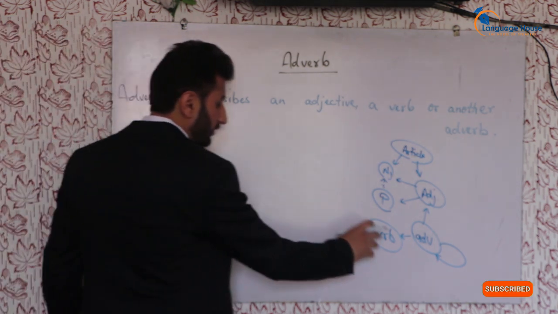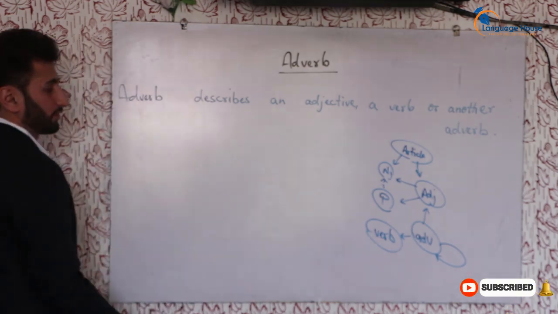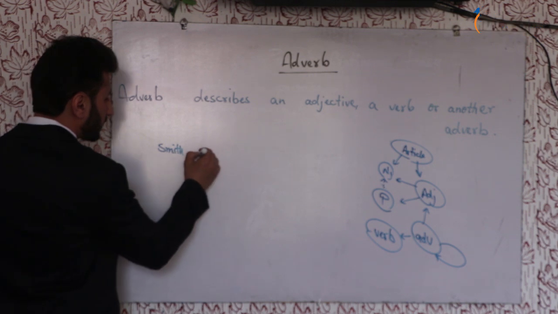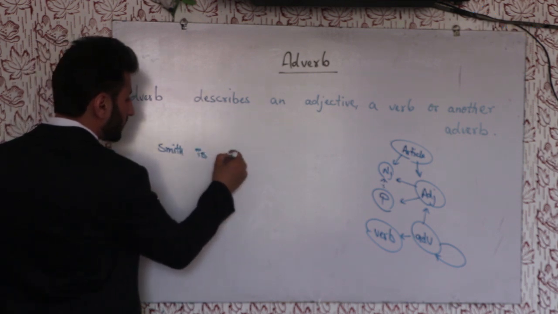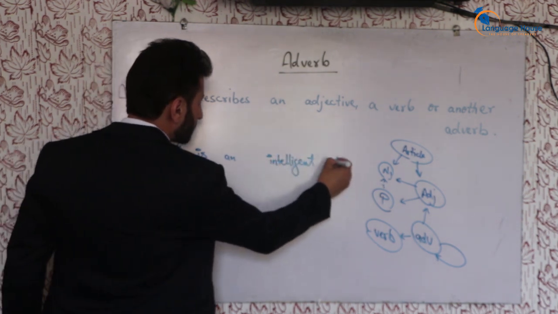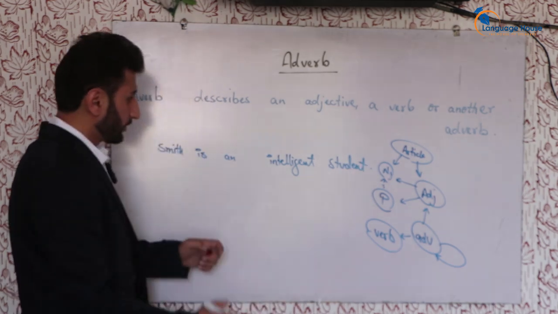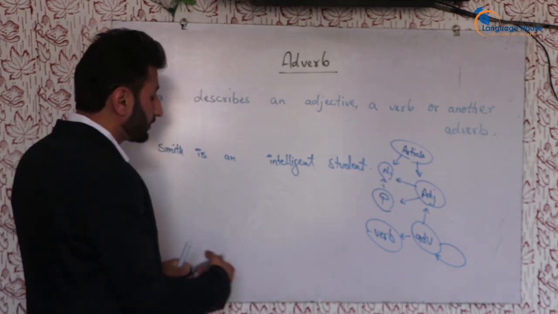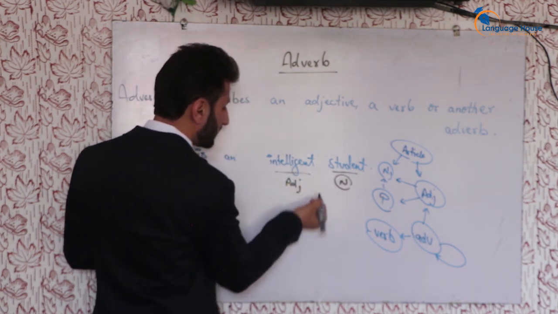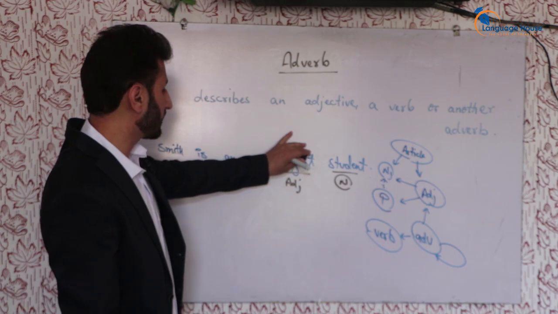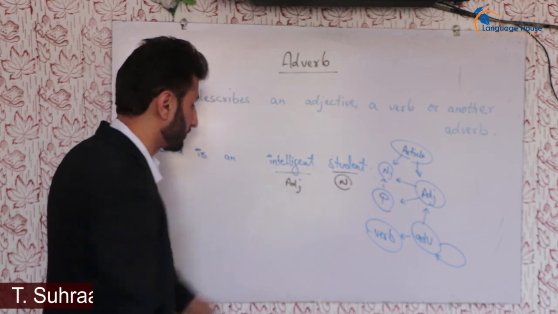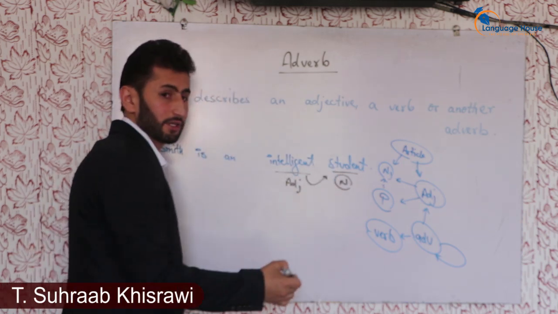First of all, we will give an example which modifies or describes an adjective, right? Smith is an intelligent student. So you can see here, student is a noun, right? And intelligent is an adjective, right? So if I say Smith is a student, now we don't know what type of student he is, then we say Smith is an intelligent student, so we can say that the adjective is modifying the noun, right?